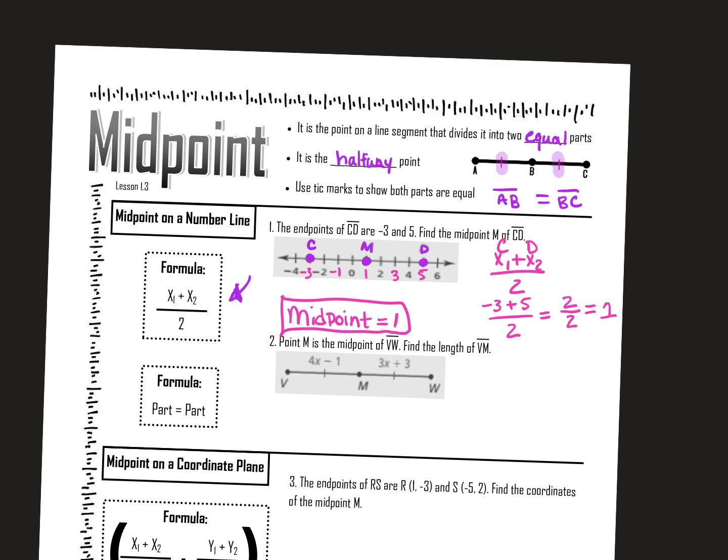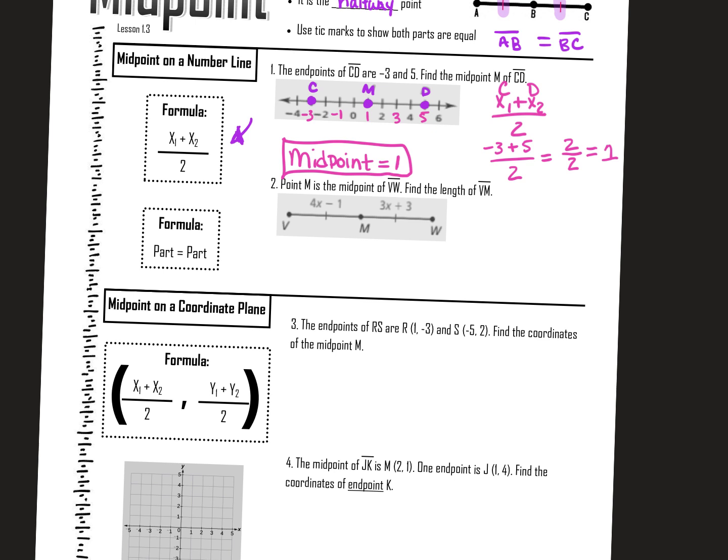Moving on to question 2. It says that point M is the midpoint of VW. Find the length of VM. This is going to take into consideration our next formula, which is part equals part. You'll get tired of all your teachers saying part equals part, but it is going to be essential for you to remember this. We can do part equals part because our pictures have these tick marks that I just colored in blue, which tells us that VM is equal to MW.